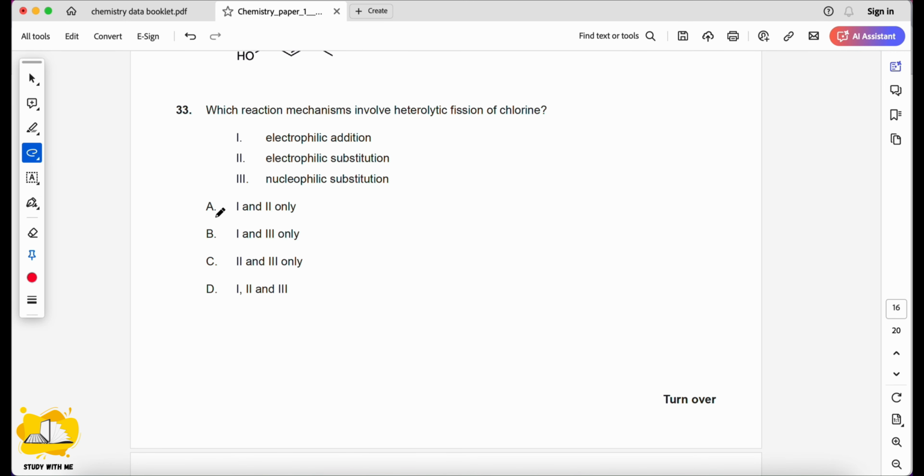And for the second one, electrophilic substitution, Cl2 undergoes heterolytic fission to form Cl- and Cl+, allowing Cl+ to replace a hydrogen atom. And for the third one, Cl2 breaks into Cl+ and Cl-, enabling the nucleophile to replace Cl-. Therefore, all three of these, electrophilic addition, electrophilic substitution, and nucleophilic substitution, involve heterolytic fission of chlorine.